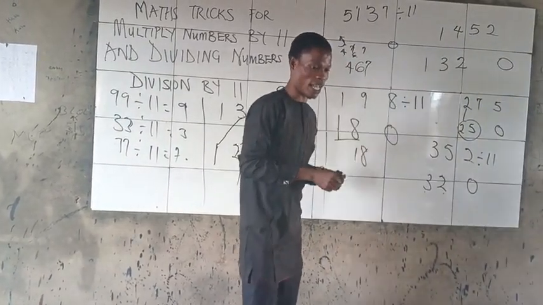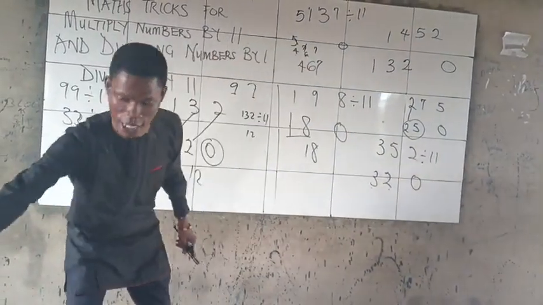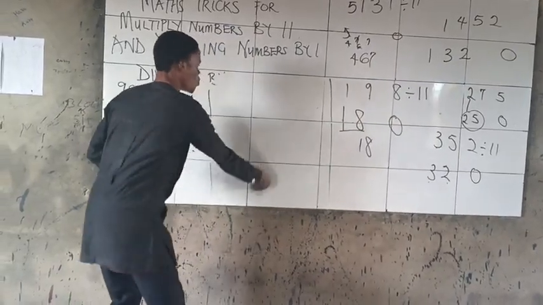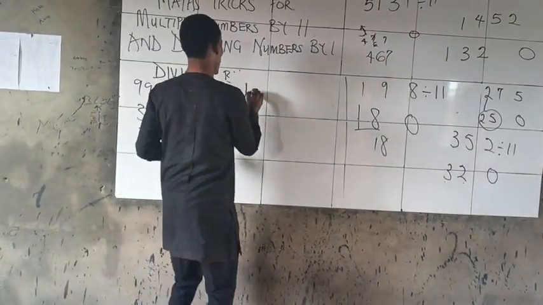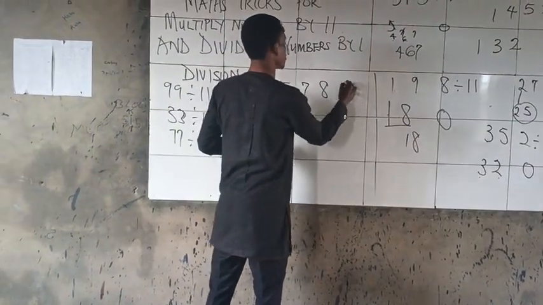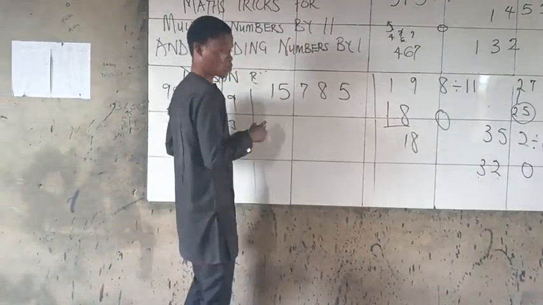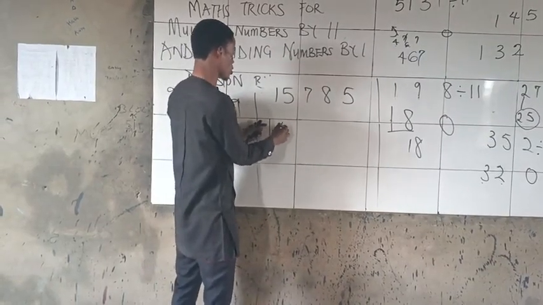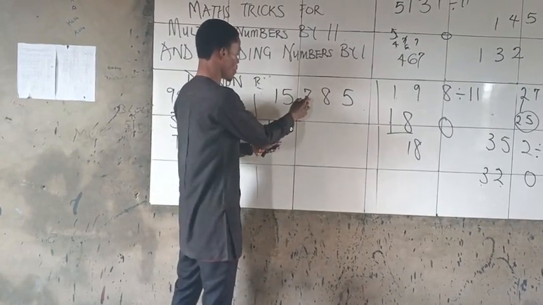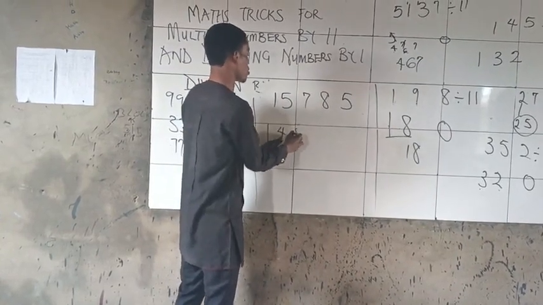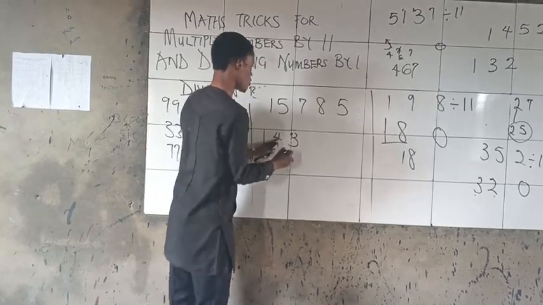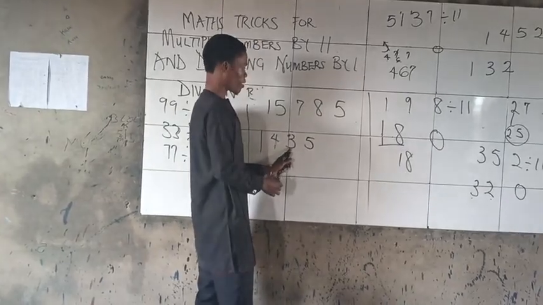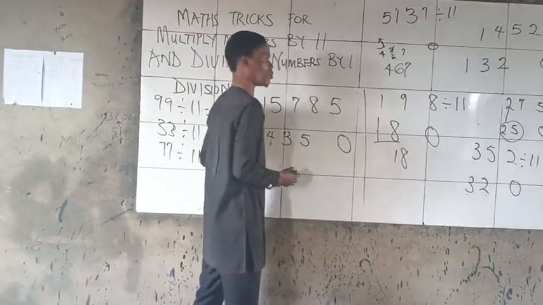Easily. How about we try 15,785? You want to see how easy it is. 1, 5, 7, 8, 5. First thing, don't forget, bring the first digit down. 5 minus 1, that's a 4. 7 minus 4, that's what? A 3. 8 minus 3, that's a 5. 5 minus 5, that's a 0.